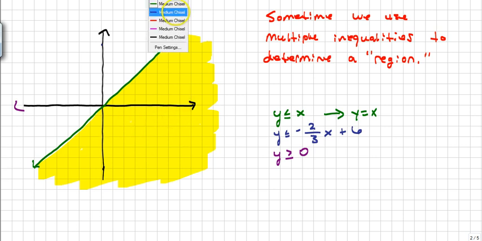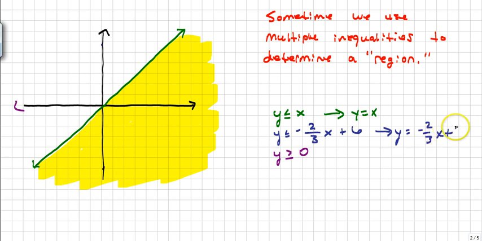Okay, now our next line is y equals negative 2/3 x plus 6. Okay, so if we go to 6, that's our intercept. 1, 2, 3, 4, 5, 6. And it's negative 2/3. That means I'm going down 2 over 3, down 2 over 3, down 2 over 3, or up to back 3. And this is also equal to, so I can draw a solid line here as well.